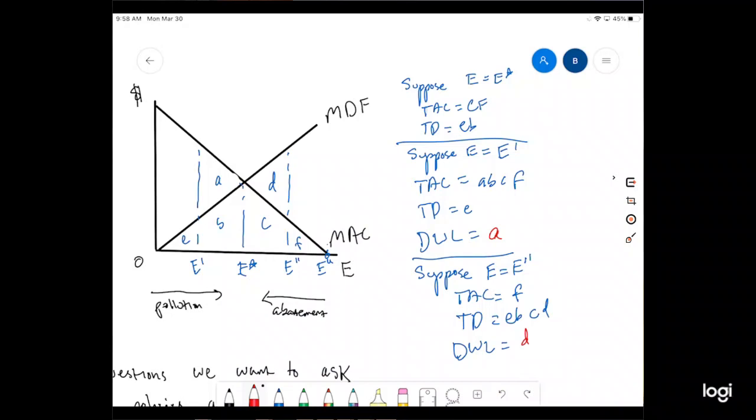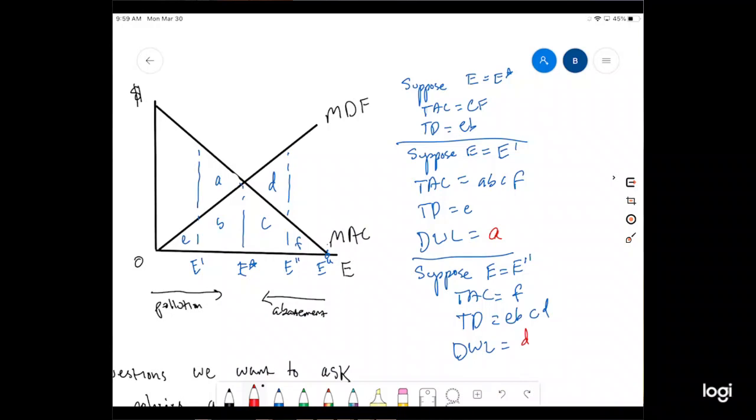What we want to do, though, is in an unregulated market, we're emitting all the way up to EU, and we have some deadweight loss. We're emitting more than what is economically efficient to emit. So we want to reduce our emissions down to E star, and we do that by imposing some sort of policy to achieve a lower level of emissions. And what we see in this graph is that if we don't reduce our emissions enough, then we still have some deadweight loss. If we reduce our emissions too much, then we also have some deadweight loss.